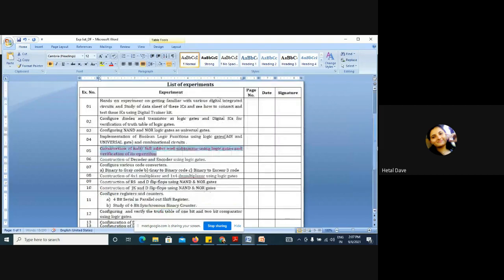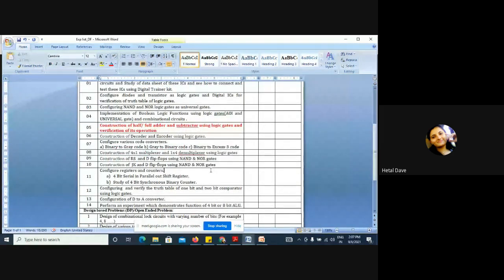So here in your lab index, we need to see today. Let me change the color. Construction of half adder and full adder, as well as construction of half subtractor and full subtractor using logic gates. And we need to verify this operation with our experiment. Please read the index carefully.